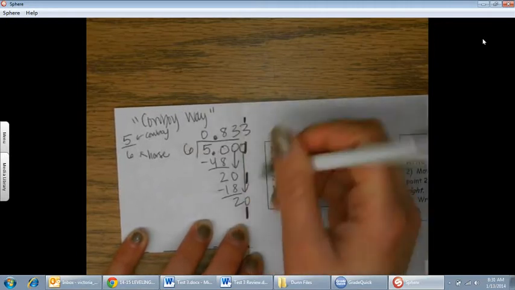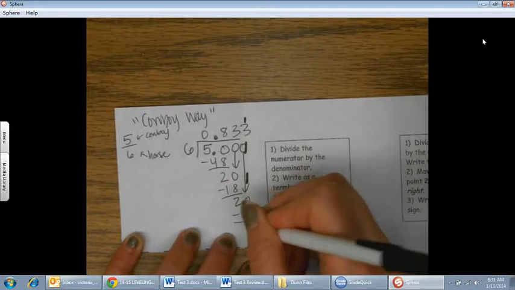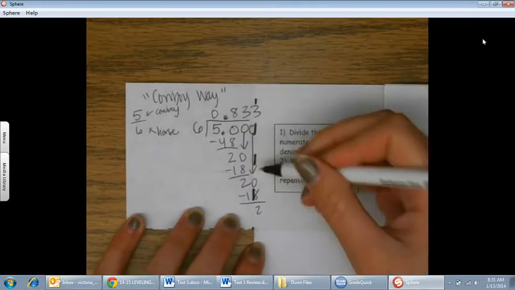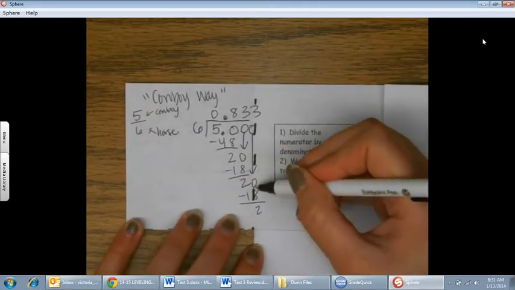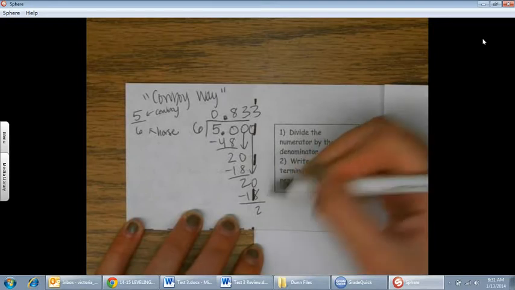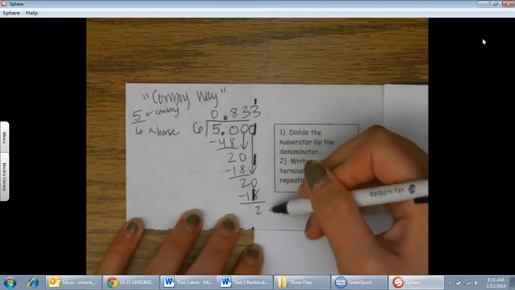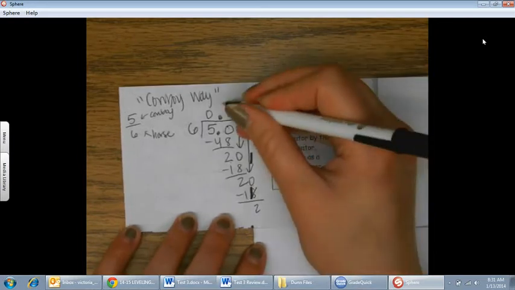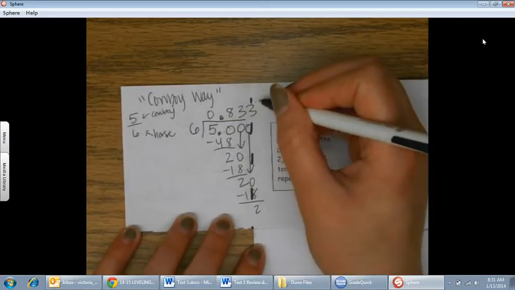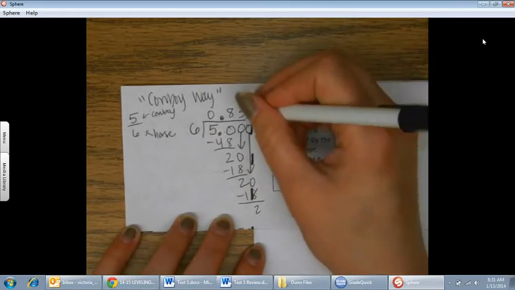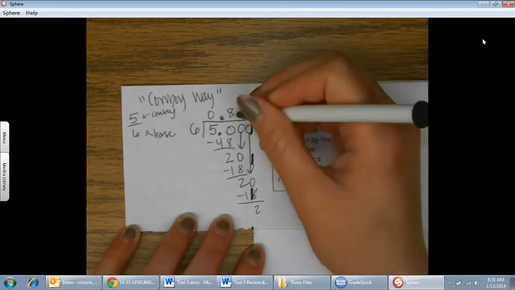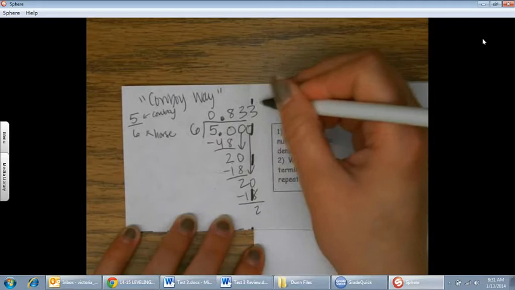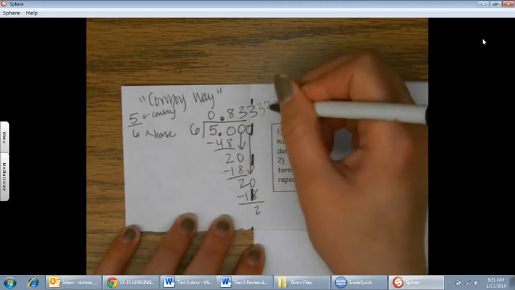Minus 18. And once we get to this point, you should see a pattern. 20 minus 18, 20 minus 18. And if we ate another donut, it would be 20 minus 18 again. And since you see a repeating pattern here, you should be able to see it up here as well. In this case, the 3 is the digit that repeats, not 33, just 3. That's why we have a 3 again. We would keep having 3s like this.